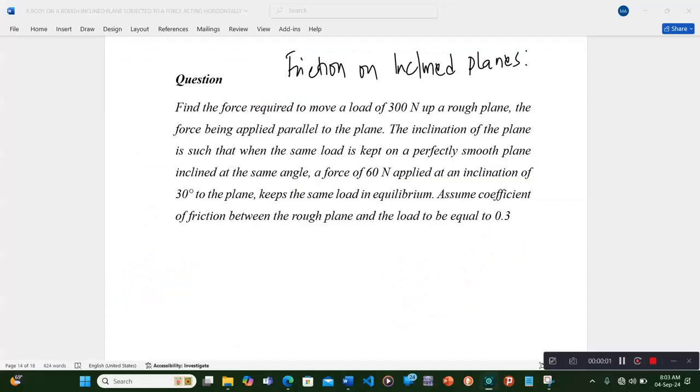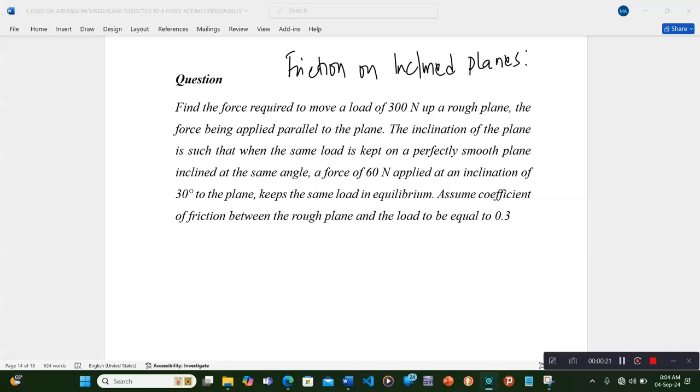We have an application on friction on inclined planes. We are told to find the force required to move a load of 300 newtons up a rough inclined plane, with the force being applied parallel to the plane.